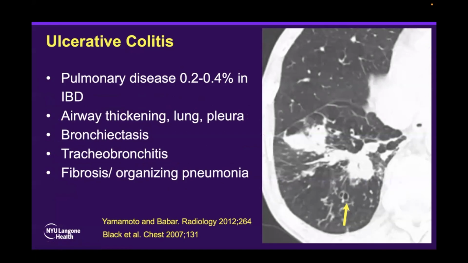As we think about bronchiectasis, there are a number of entities, particularly autoimmune, that overlap in terms of appearance and can present with diffuse bronchiectasis. Inflammatory bowel disease can be affected by bronchiectasis, and pulmonary disease is seen in 0.2 to 0.4% of patients with inflammatory bowel disease, and it's typically the bronchiectasis presentation. Tracheobronchitis can occur, and the pleura can also be affected very rarely, and organizing pneumonia and fibrosis have been reported. And here is severe mucoid impaction and bronchiectasis in this patient with ulcerative colitis.